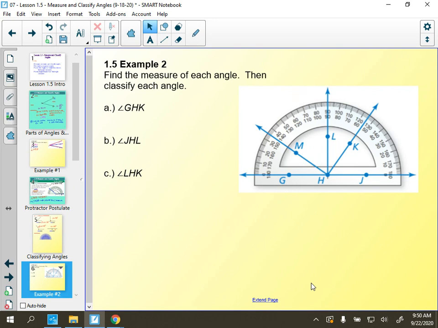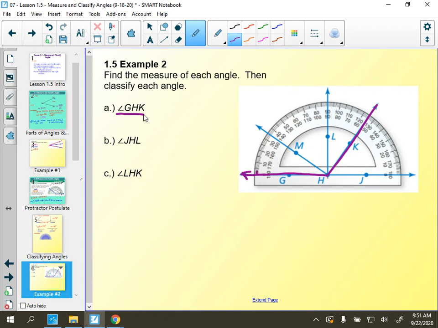Okay. So let's go through. I like to highlight them just so I know exactly what I'm talking about. So going back to how we name and talk about angles, angle GHK, let's find it. Angle GHK is what I've kind of highlighted in purple here. So what is the measure of this angle? Same idea, I would be starting here at 0. So I'm working with these outside numbers from 0 all the way over to, looks to be about 125 degrees.